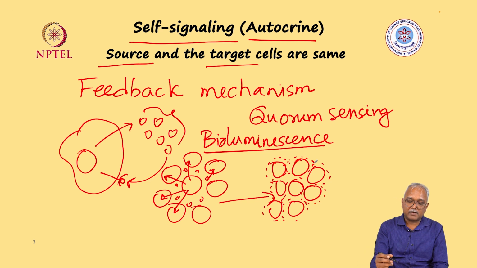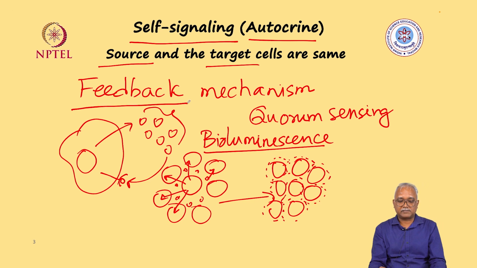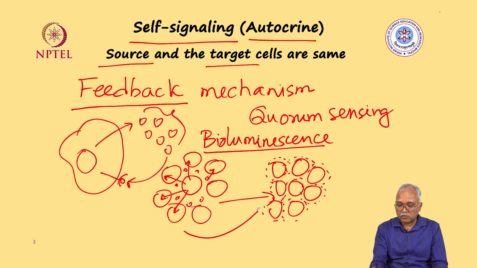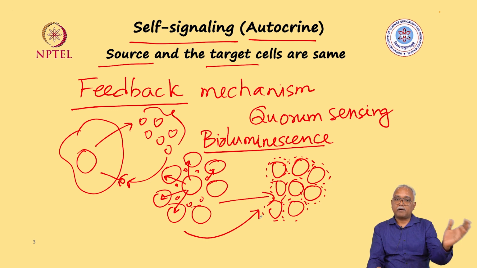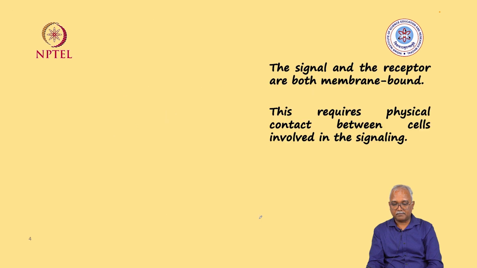So the self-signaling not only helps control the function of the cell by a feedback mechanism, but it also helps in quorum sensing events, which we saw in the previous case, in the biofilm formation as well as the bioluminescence which is happening in the bacterial system.